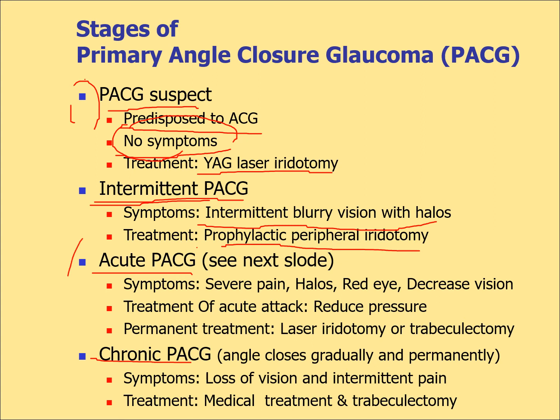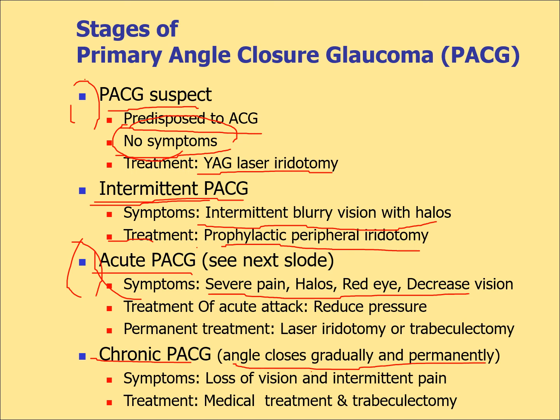In the acute attack, the angle suddenly gets closed and there's severe pain, halos, red eye and decreased vision. We will discuss the angle closure glaucoma in detail in the next slide. The fourth category is chronic angle closure glaucoma, where the angle closes gradually and permanently.